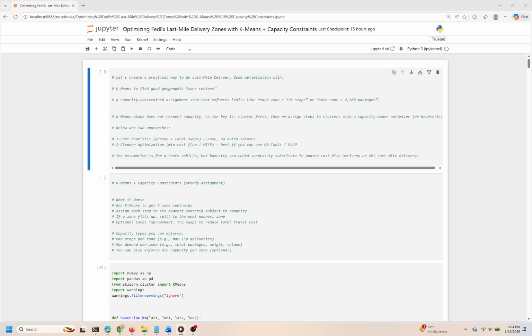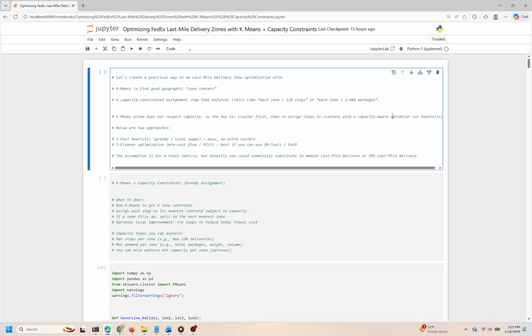Cell 1. In this cell, we're setting the stage for optimizing last-mile delivery zones, an essential task for enhancing logistics efficiency. We're utilizing k-means clustering to identify optimal geographic centers for these delivery zones, which can have a significant impact on both operational costs and customer satisfaction. However, k-means alone doesn't take into account the capacity limitations that are crucial in real-world scenarios, such as the maximum number of stops or packages that each zone can handle.